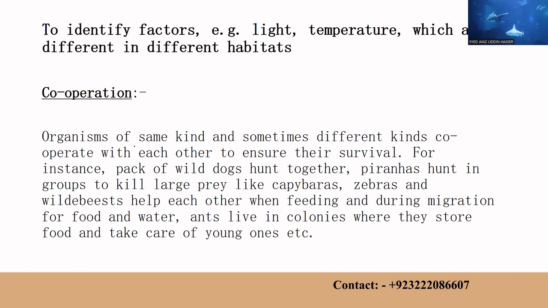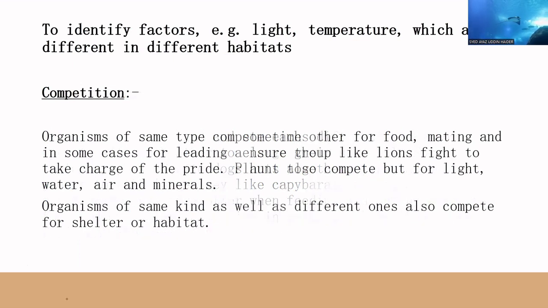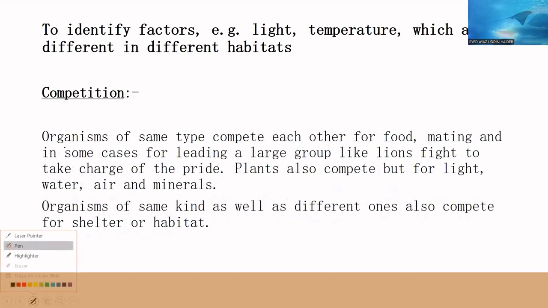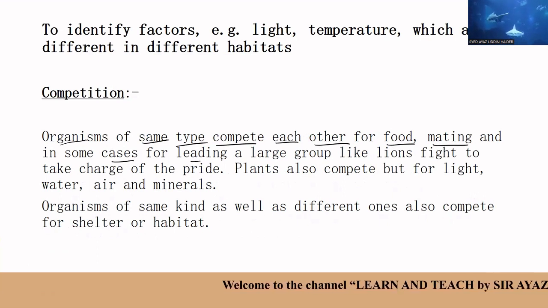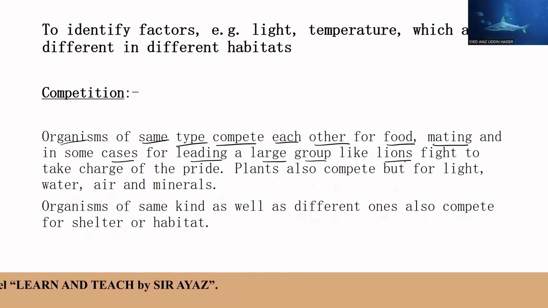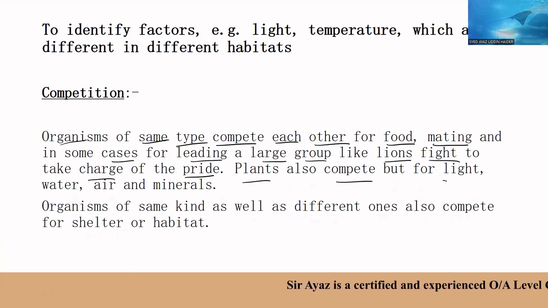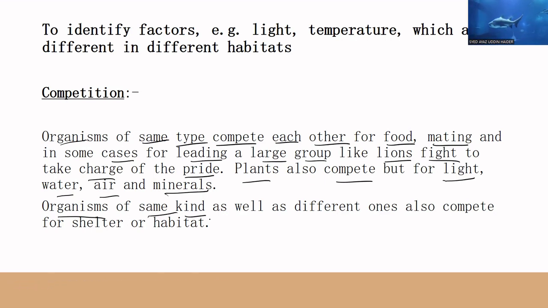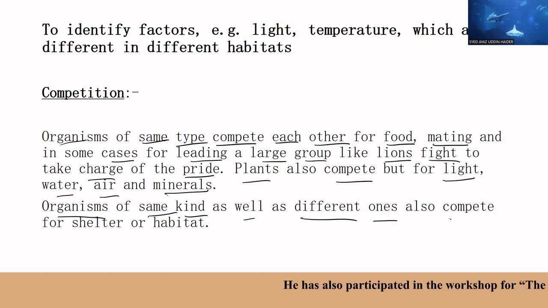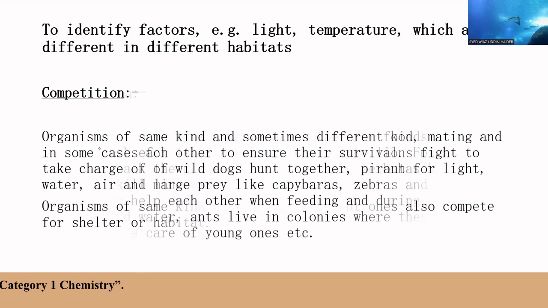Competition. Organisms of the same type compete with each other for food, mating, and in some cases for leading a large group, like lions fight to take charge of the pride. Plants also compete, but for light, water, air, and minerals. Organisms of the same kind as well as different ones also compete for shelter or habitat.